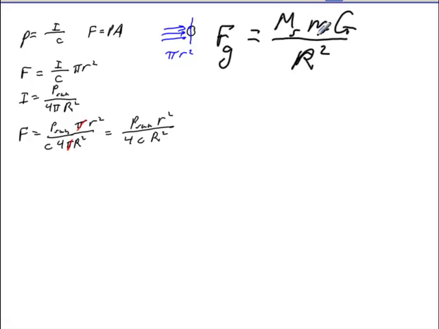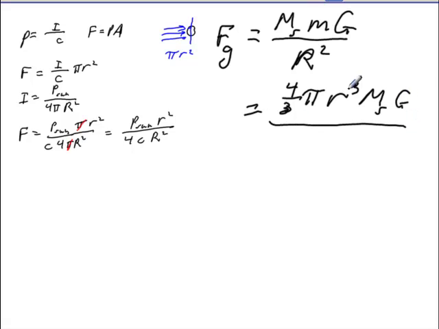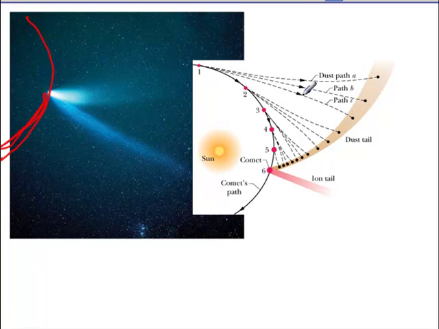Now, that mass of the dust particle is just 4/3 pi times the radius of the dust particle cubed times the mass of the sun times the universal gravitational constant divided by the distance to the sun squared. Now, particles that go in a straight line go because their net force is 0. That means that the force of gravity and the force from the radiation pressure have to be equal to one another.